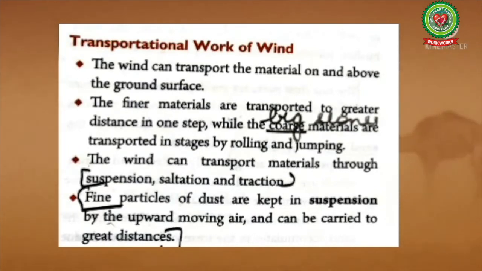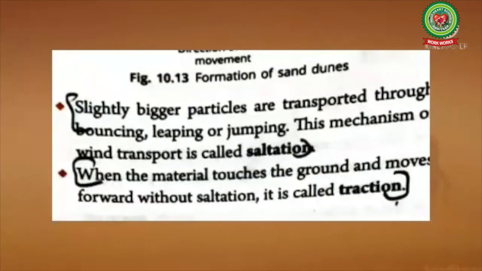Now here, suspension is a type of wind erosion that involves the movement of dirt and dust particles through the wind. Saltation is the transport of hard particles over an uneven surface in a turbulent flow of air or water. And traction is a geological process whereby a current transports larger, heavier rocks by rolling or sliding them along the bottom. Fine particles of dust are kept in suspension by the upward moving air, and can be carried to a greater distance. And this type of suspension we can see during dust storms, as we have already discussed.